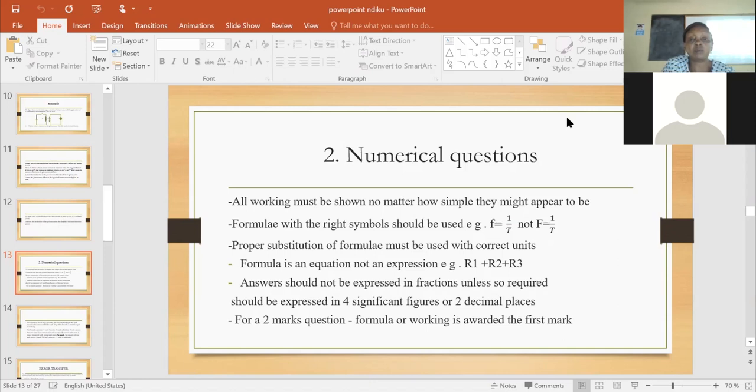Then it's also important to know the formula. When we are writing a formula, it is an equation, not an expression. So don't give one part of the formula. It's good we give all of it. Then it's also important to note that answers should not be expressed in fractions unless required. Answers should be expressed in 4 significant figures or at least 2 decimal places.